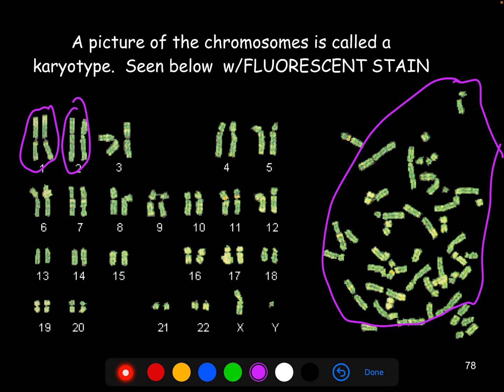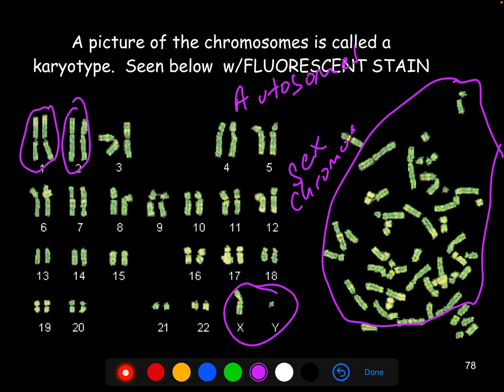See, there's 23 pairs of chromosomes. The first 22 pairs are called autosomes. And then the 23rd pair is the sex chromosomes. And these are the ones that determine things like gender. For example, XY would be a male, XX would be a female.